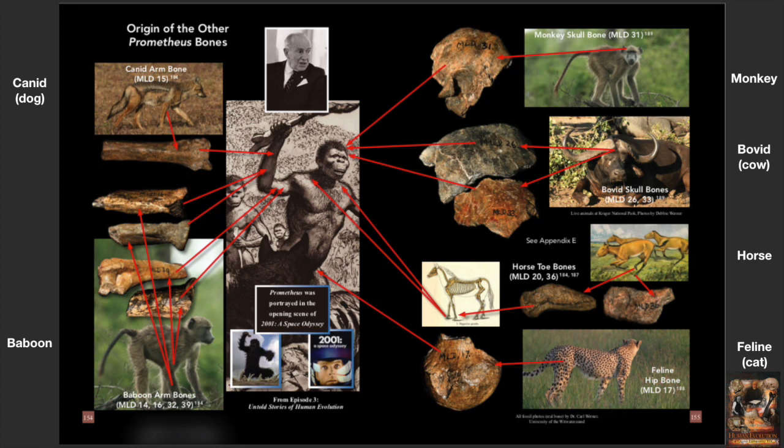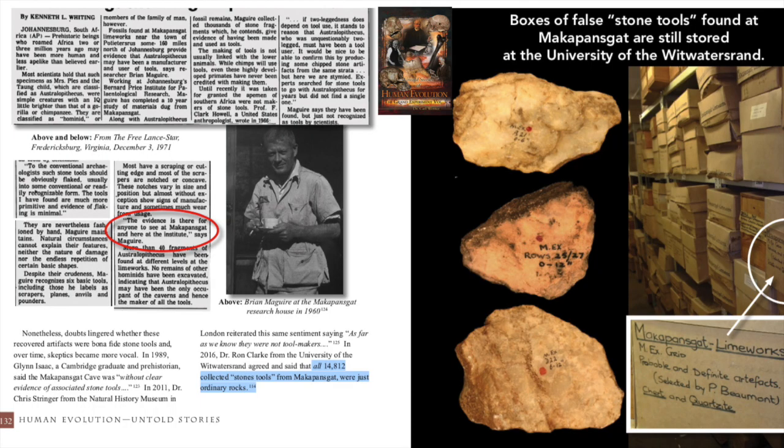And he made an ape man, not out of a tooth, but of all these different animal bones, from the dog, baboon, monkey, cow, horse, and cat kind. Took all them bones and said, hey, here's an ape man. Dr. Clark says that all of the 14,812 collected stone tools from the cave were just ordinary rocks. Just ordinary rocks. Can you believe that? So they got a pretty good number there of collected stones from the cave that were just ordinary rocks.